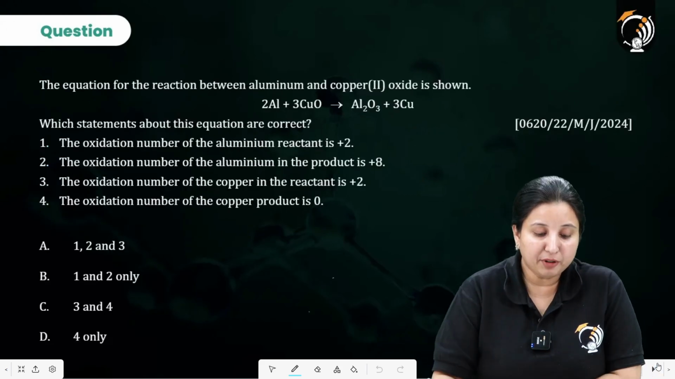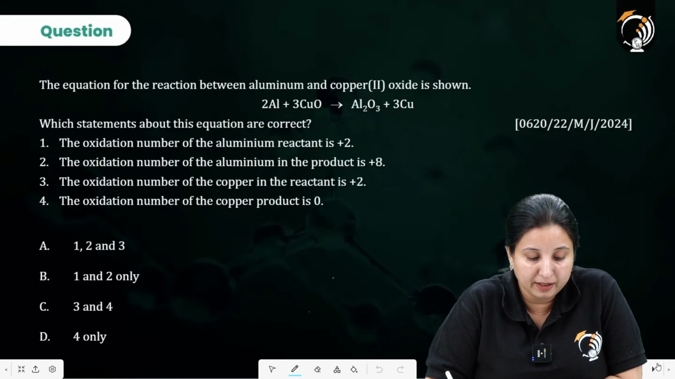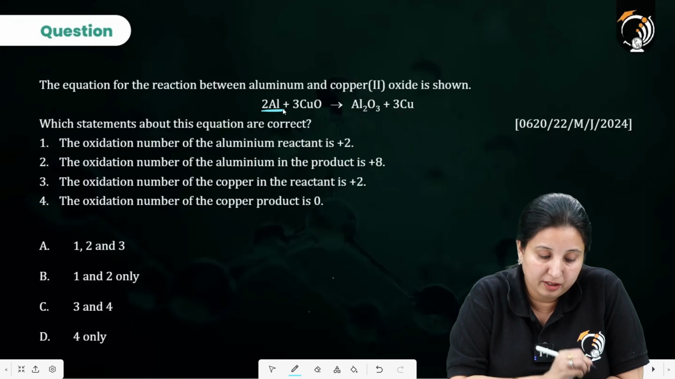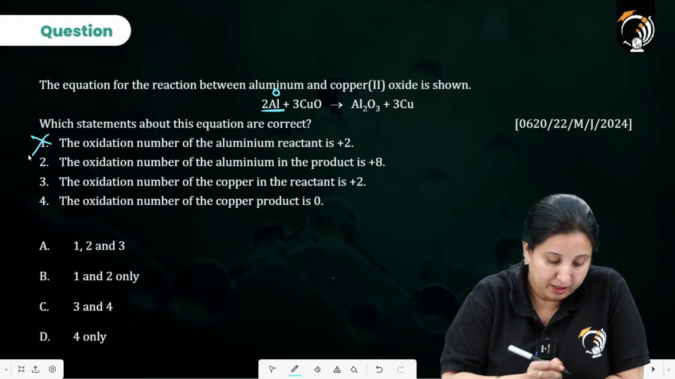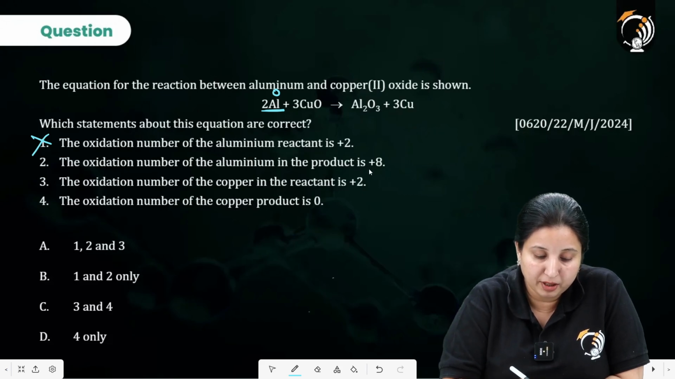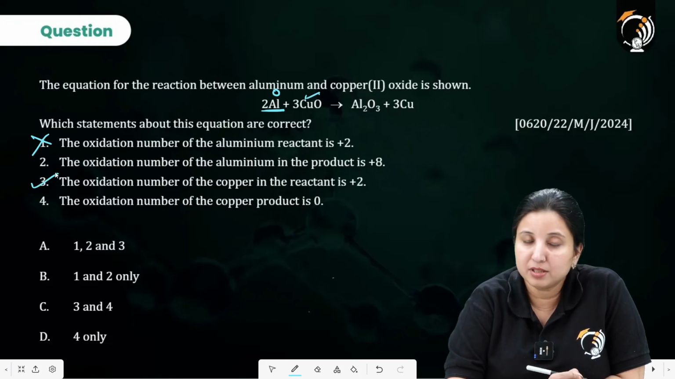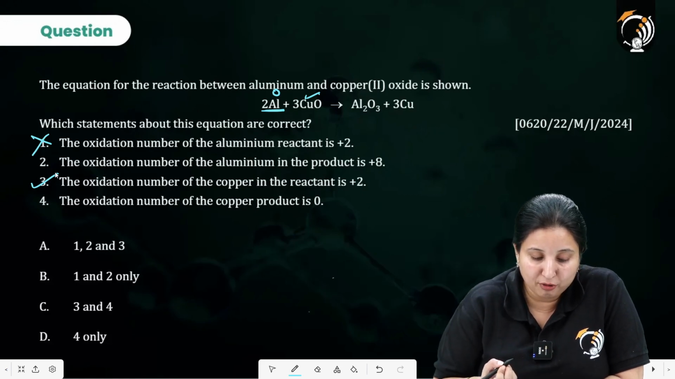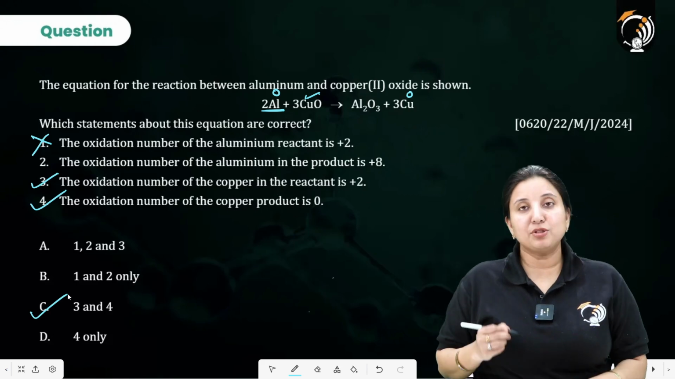Next, the equation for the reaction between aluminum and copper oxide is shown. Which statements about this equation are correct? The oxidation number of aluminum in the reactant is +2. Now look over here, the oxidation number of aluminum is 0. So this is going to be the wrong statement. Then the oxidation number of aluminum in the product is +8. So this is not possible. Then the oxidation number of copper in the reactant is +2. Yes, it is correct. Why? Because oxygen is -2. Then the oxidation number of copper in the product is 0. Yes, this is also correct. So options 3 and 4 are the correct statements over here.